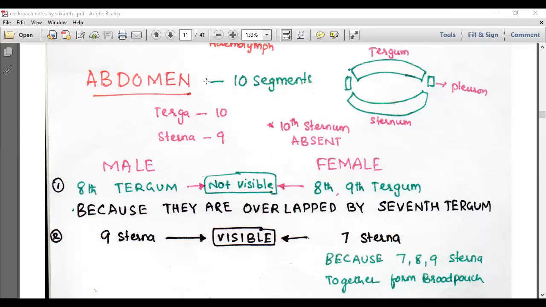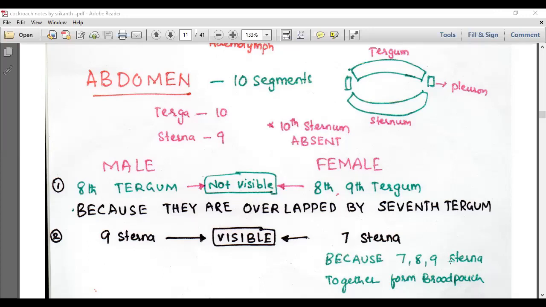How many segments are there in the abdomen? There are 10 segments in the abdomen, with 10 terga and 9 sterna. 10 tergal plates are present, and 9 sternal plates. Then the question arises, what about the 10th sternum? That is absent. The 10th sternum is absent.